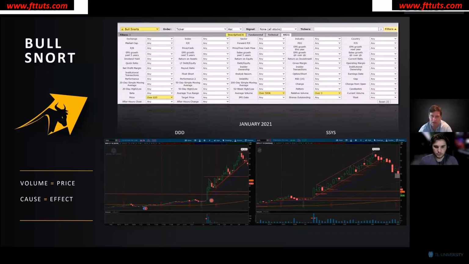Sometimes the ones that come off the lows can be more short squeeze type plays, which is why you get that super quick move in maybe a couple weeks, because there's shorts that were caught and they need to get out.